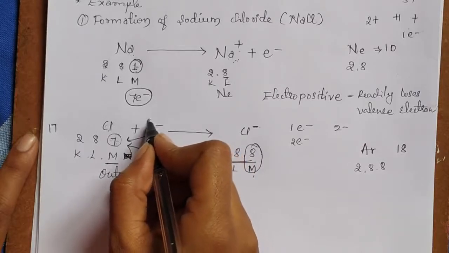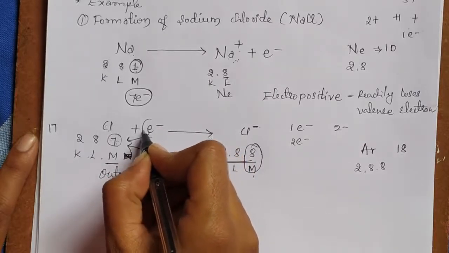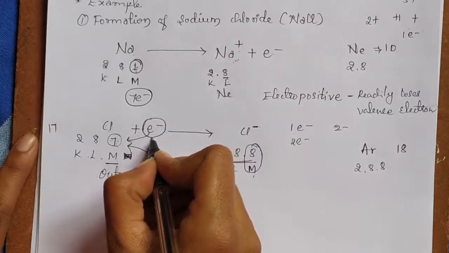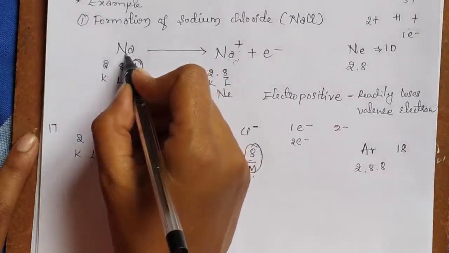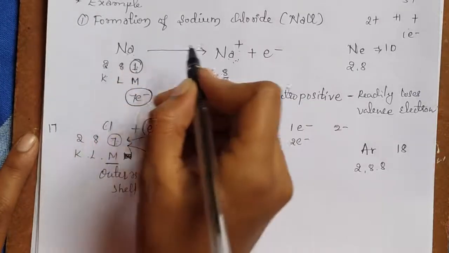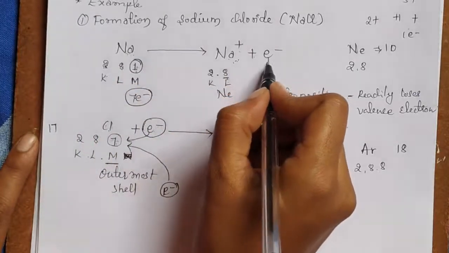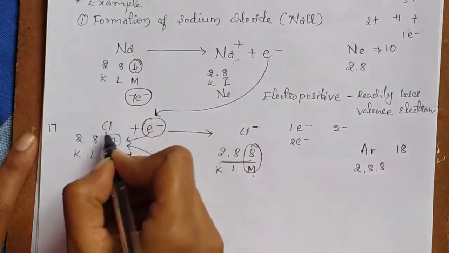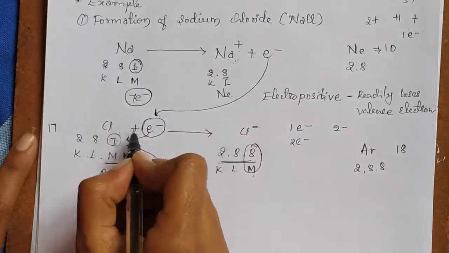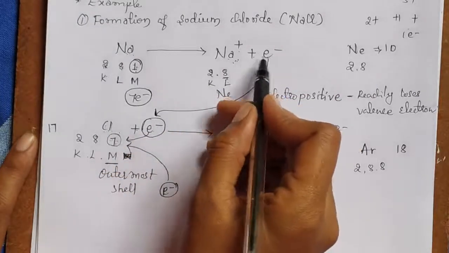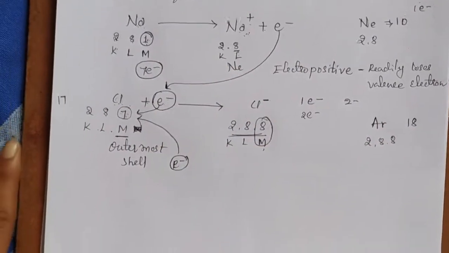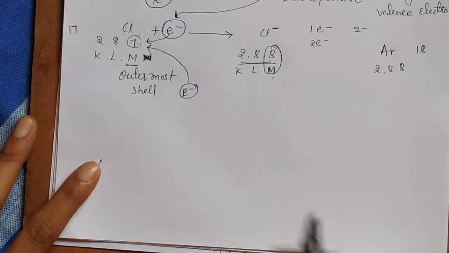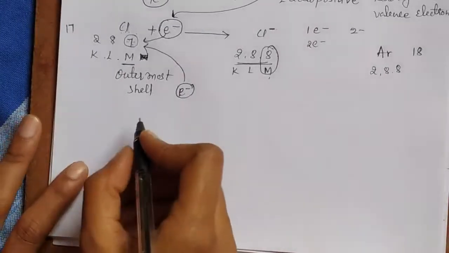Okay, now a question may arise like this: where did this electron come from? See here, the sodium atom loses 1 electron. Okay, that electron is gained by this chlorine. This chlorine will gain the electron which is lost by the sodium. Okay, so we will draw the dot structure for this.